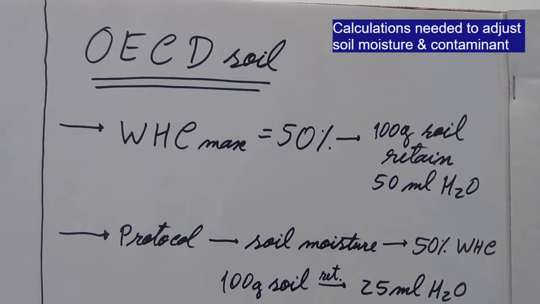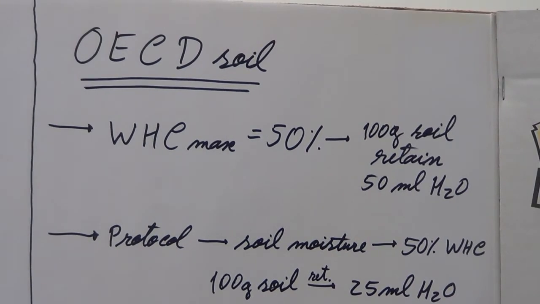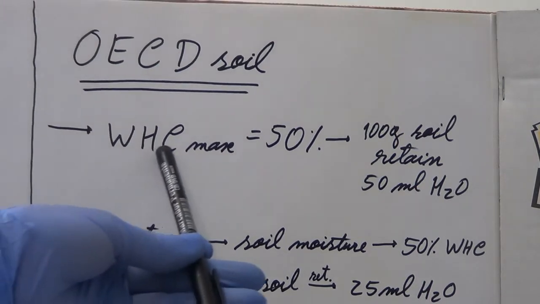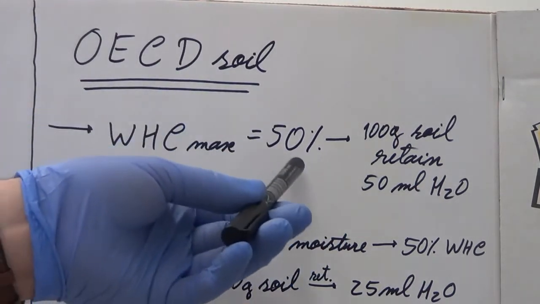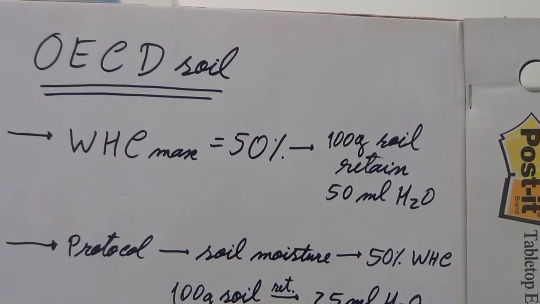So now let's try to understand the calculations we have to do to adjust the soil moisture for a test. Take as an example an avoidance test with earthworms using salt, NaCl, as the test substance. It is a relevant stressor in the environment, so we will use it as an example. Starting with an OECD standard test, we know that the water holding capacity of the soil is more or less 50%. So let's assume 50% of the water holding capacity of our soil.